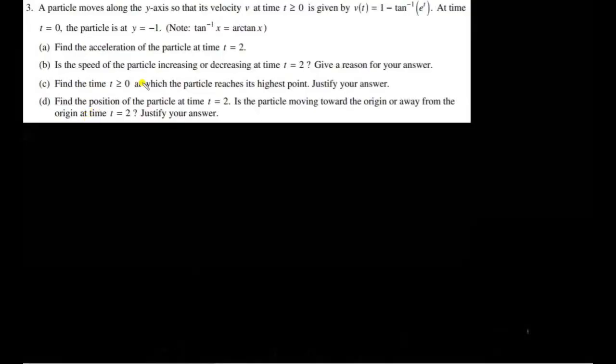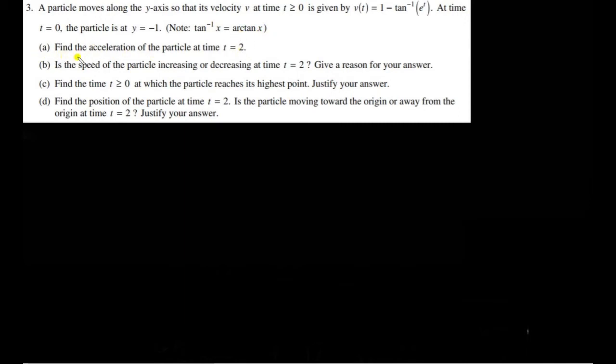Okay, question 3. In the question we have a particle that's moving along the y-axis. So its velocity for positive time is given by that. And then at time t equals 0, the particle is at y equals 1. So that's its initial position. And tangent to -1, that's arctan, not 1 over tan. Okay, so now let's look at the problem.